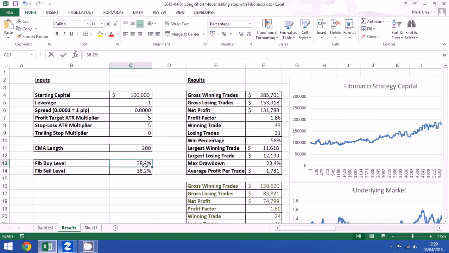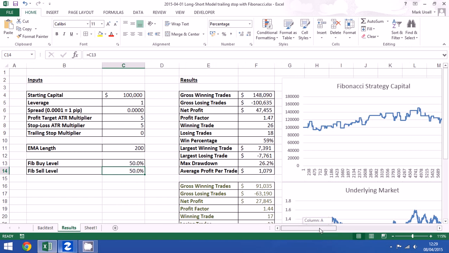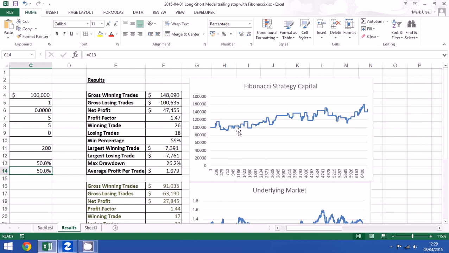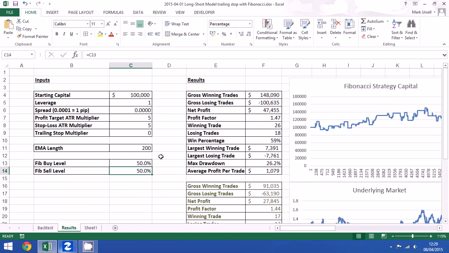Okay, 50%. Net profit is lower, and we're getting a choppier capital curve. Part of this can obviously be explained by the fact that the 50% retracement is hit much less than 38.2%. So we have fewer trades to base our analysis on.